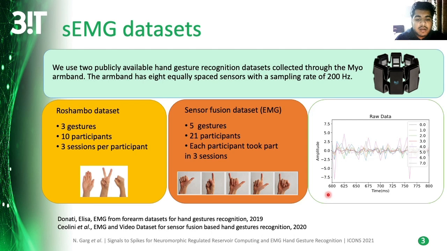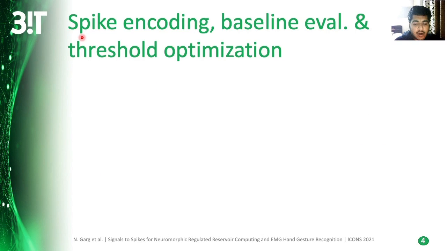A segment of 200 milliseconds collected from the 8 channels of the Myo armband is represented here in the graph. The raw EMG segment is converted to spikes with the help of a spike encoding algorithm. The threshold of this encoding algorithm is optimized through the baseline evaluation pipeline.